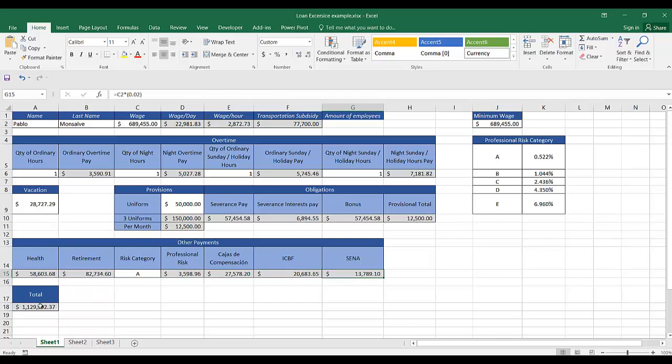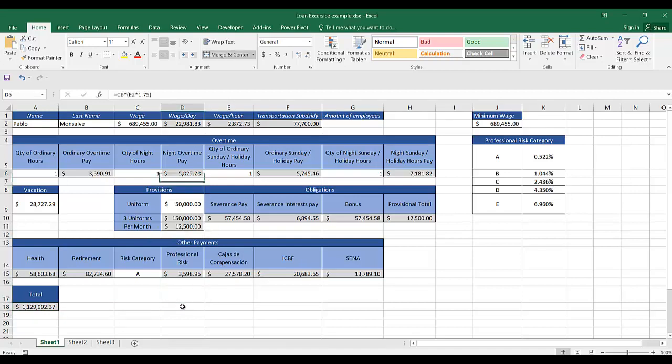Okay? So a person whose wage is 689,000, which is not anymore because this changed, the monthly provision for the employer is about 1,129,000. This is something that you as an employer have to pay. Okay? So hiring somebody for the minimum wage is actually hiring that person for this amount.